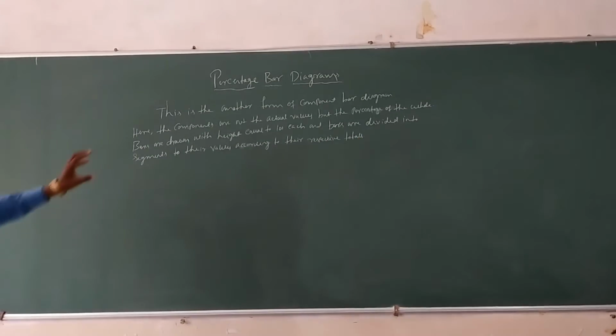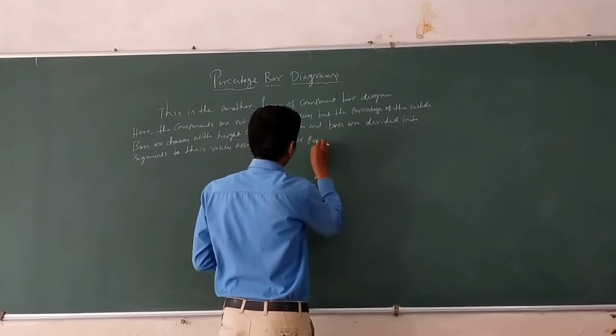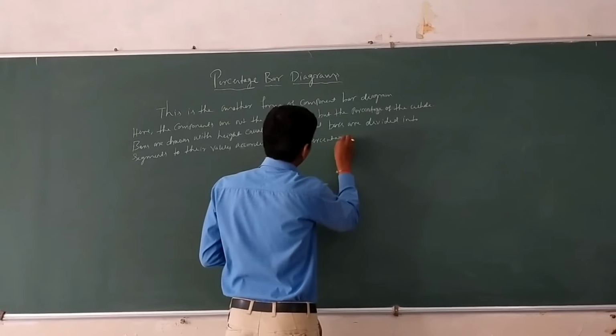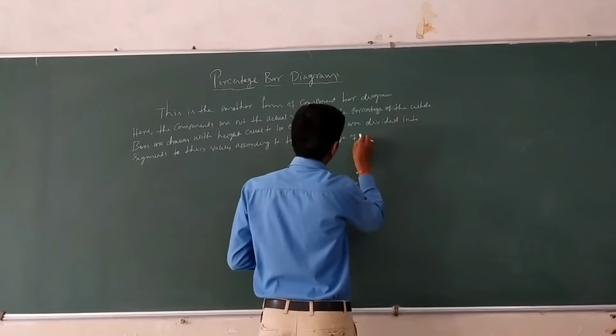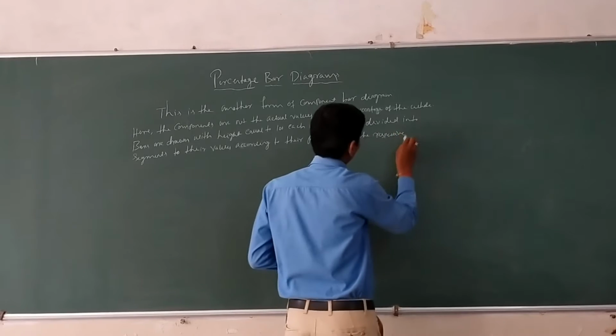Here the bars are drawn with height equal to 100 each. The height should compulsorily be 100 each. And bars are divided into segments according to their values, according to their percentage of the respective totals.